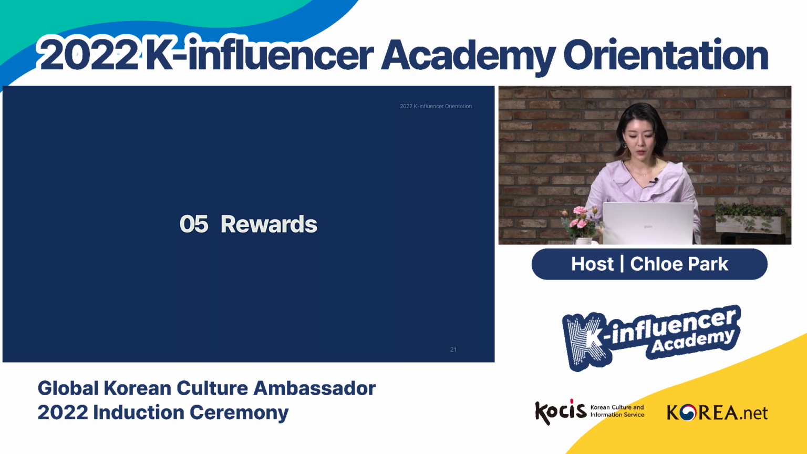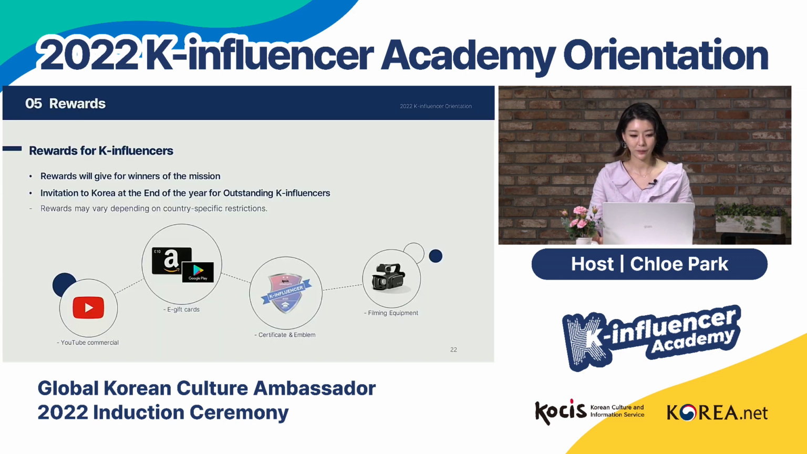Yes, this is an interesting part, rewards. And what are some rewards you can get if you get a high score on your missions? Rewards for K-influencers. So rewards will be given for each mission, as I explained before, each mission meaning each month. And this will include many things like a YouTube commercial or internet gift cards like Amazon. This is just an example. Or a Google Play certificate, or a certificate or emblem. And filming equipment is good, because it's very expensive. Even if you can shoot with your iPhone, it's always good to have additional equipment. So if you're lucky, you can get filming equipment.